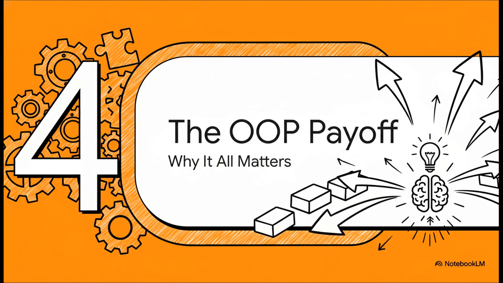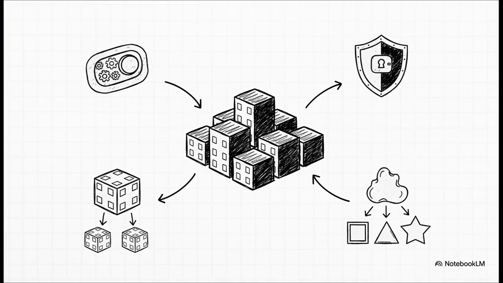Okay, we've gone through all 4 principles. So, what's the big payoff? Why do we bother organizing our code this way? Well, it all comes together to help us build software that's more robust, easier to change, and just simpler to live with. Let's do a super quick recap.